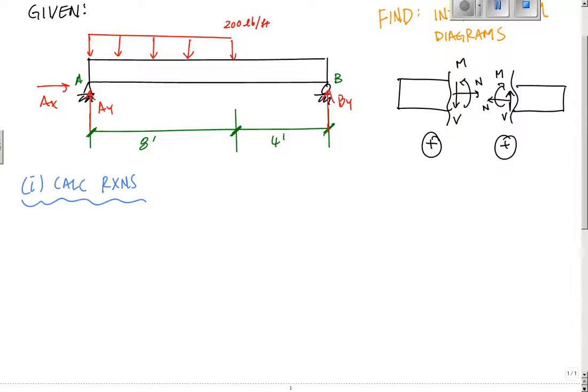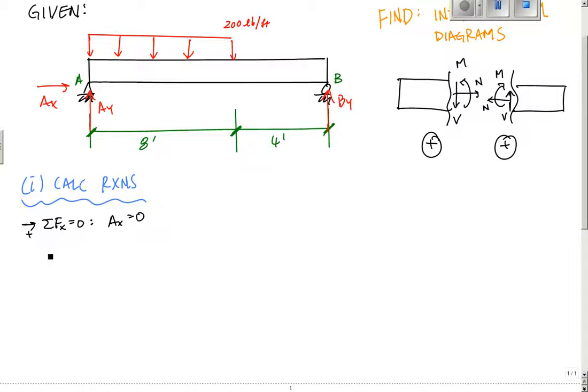Then apply the equilibrium equations. The sum of the forces horizontally in the X equals 0, so here AX equals 0. That's easy. Then I have to find these other reactions, AY and BY. Those are my unknowns. One of the popular approaches, to get one equation with one unknown, is to use sum of moments.